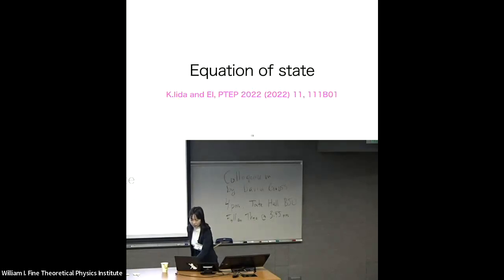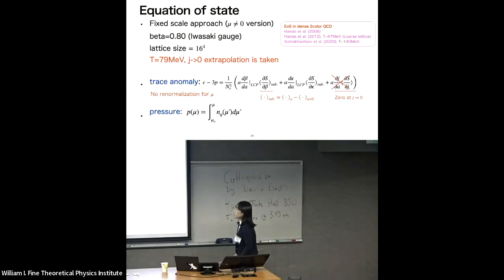And now I'd like to show you our result of the equation of state. To obtain the equation of state, we would like to know the internal energy and pressure as a function of mu. So we need at least two independent observables. The first one is the trace anomaly, which is given by the beta function and the trace part of the energy-momentum tensor.